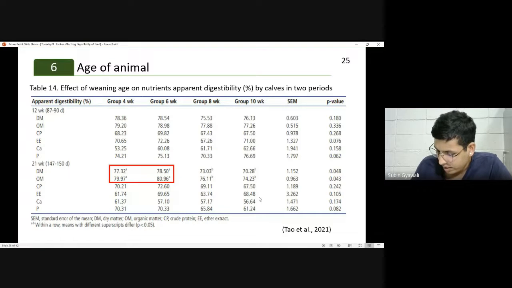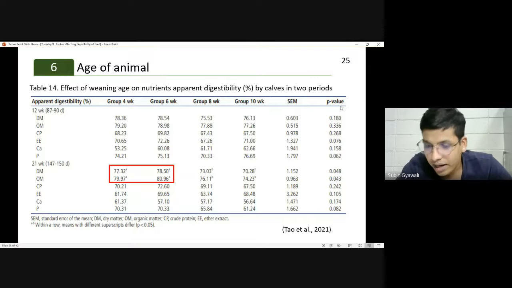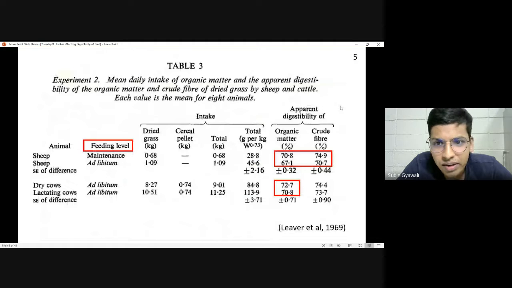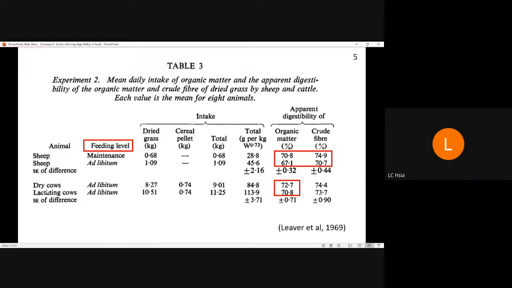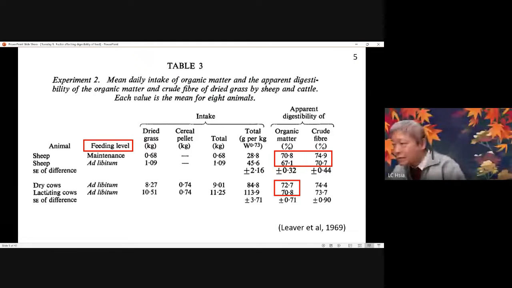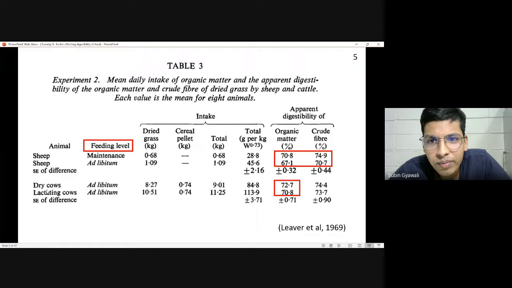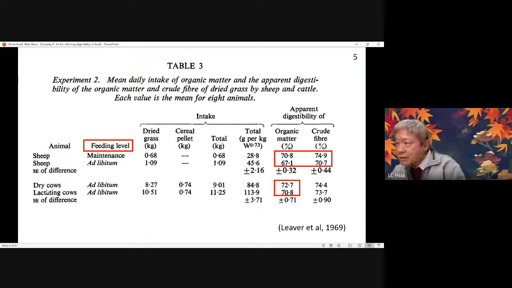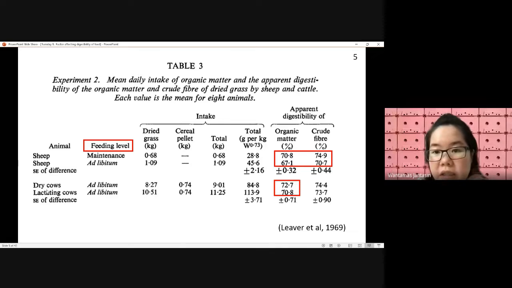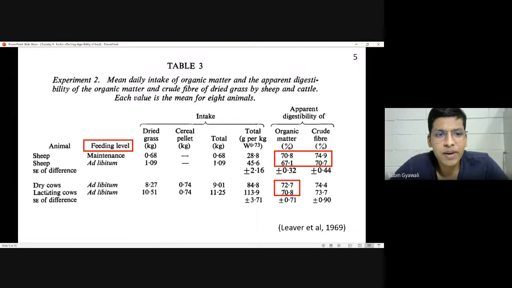And my other question is, in slide 5, the lactating cow has lower apparent digestibility than the dry cow. Why? I cannot hear very clearly from the chat. Sorry. Let me repeat my question. Why does the lactating cow have lower apparent digestibility than the dry cows?